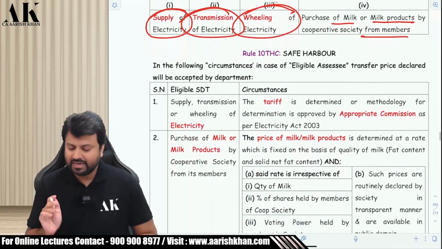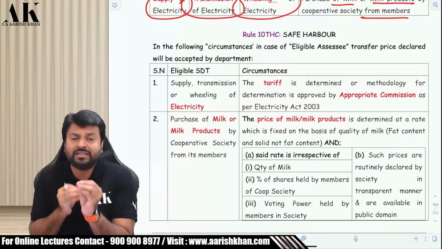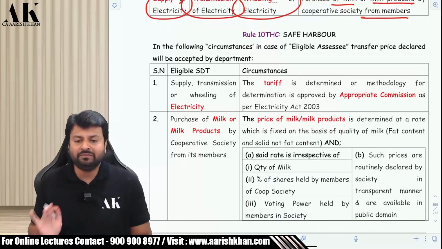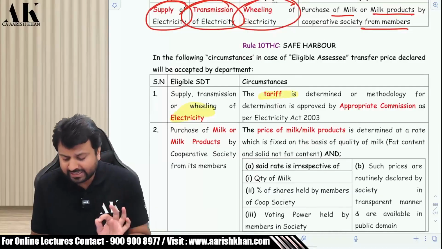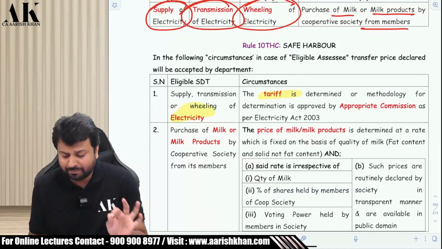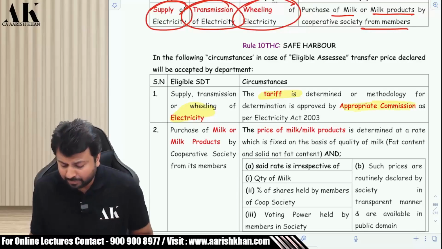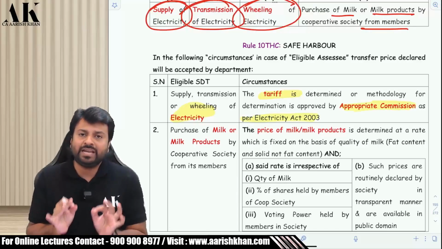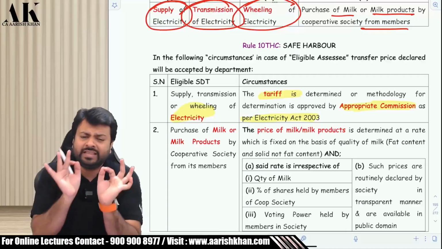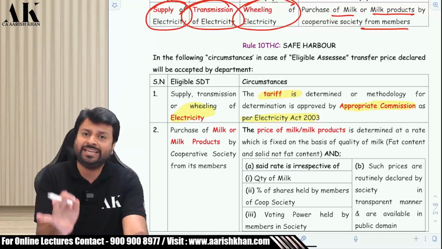Okay, now what is the safe harbor? How much minimum profit are they supposed to show so that the department will not raise any question? In case of a government company, they have to at least declare the tariff which is determined, or the methodology that is determined, by the appropriate commission as per the Electricity Act 2003. So in case of a government company, how much profit do they have to show? They have to show that much tariff which is declared under the Electricity Act.